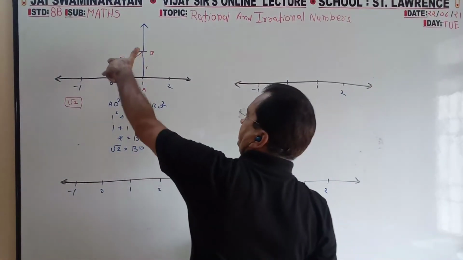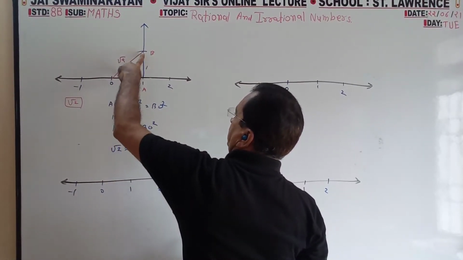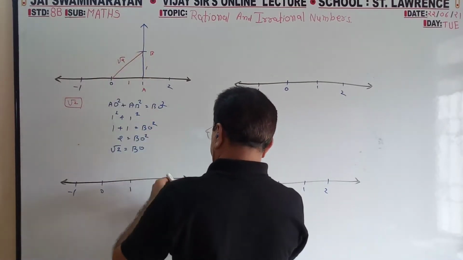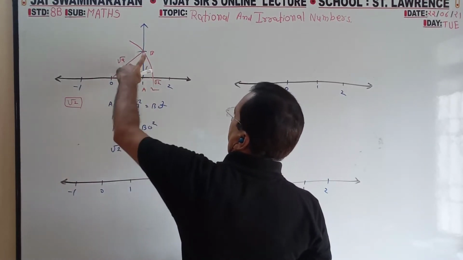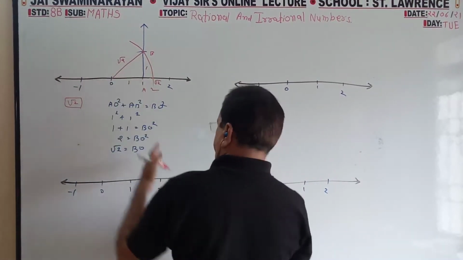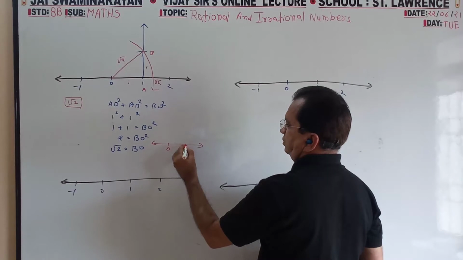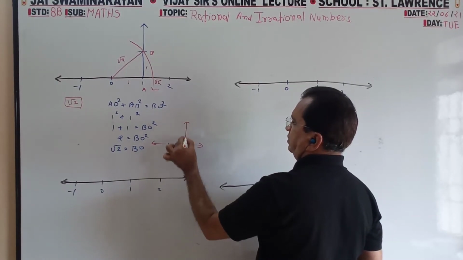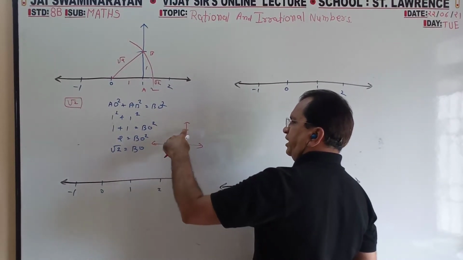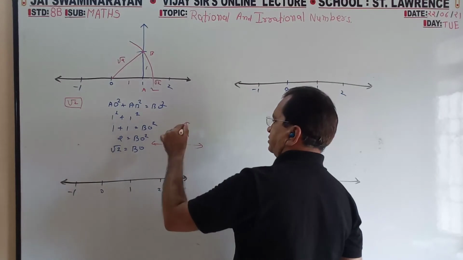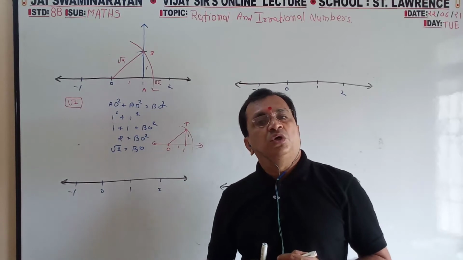Then take this length with the compass and cut from O to B, cutting the number line. So this is your root 2, because we are cutting root 2 on the number line. Again take 0, 3 centimeters, again 3 centimeters. This is 1 unit, this is 1 unit, join this and cut up to this. So this is your diagram number 1 for root 2.